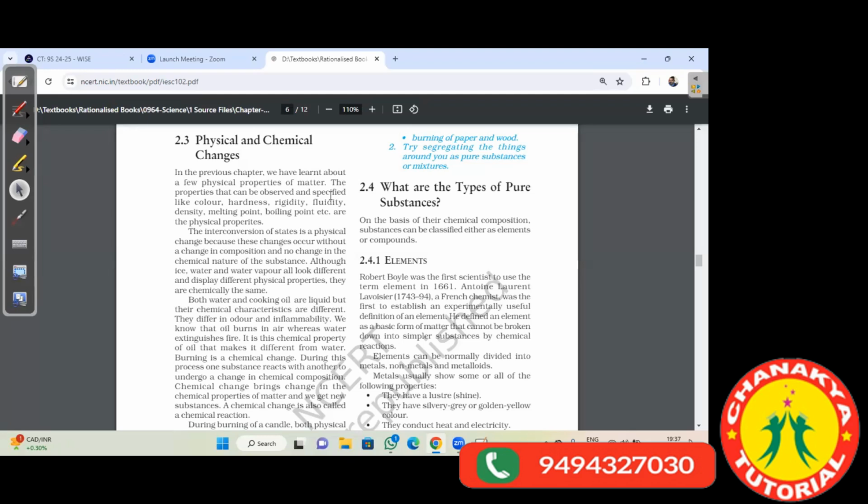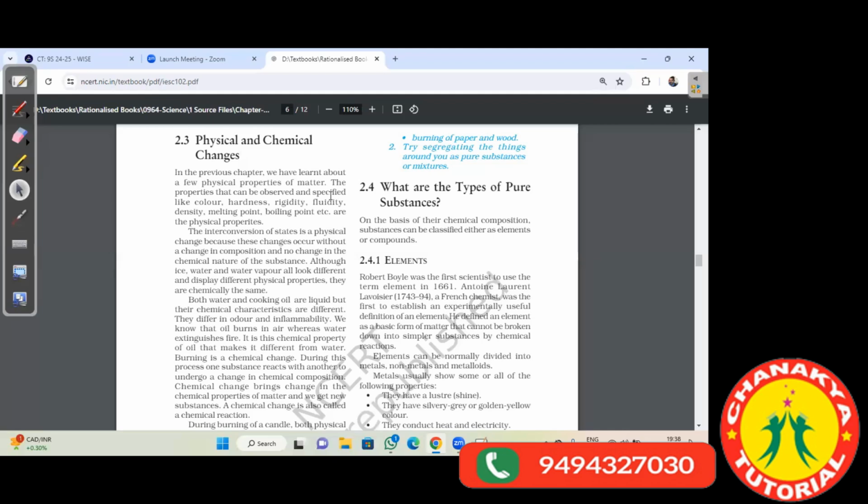Rigid means if you apply a deforming force on the substance and it gets deformed, then it's not rigid. If it doesn't get deformed, then it is rigid. For example, take iron and coal. If you apply a hammer on iron, what do you expect will happen? Will iron change its shape or not? Yes, it will change its shape.